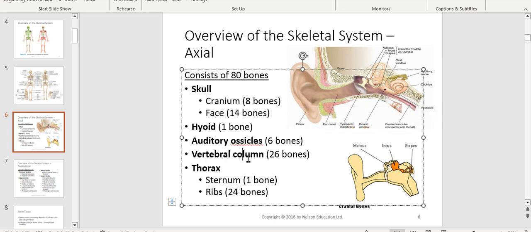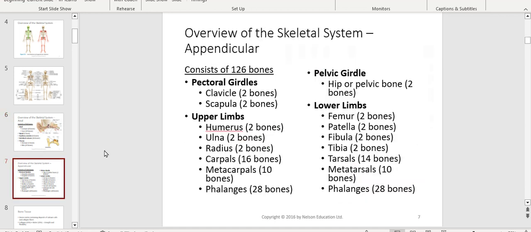Vertebral column, 26 bones. The thorax. Thorax there, we're just talking about the chest. Okay, sternum 1 bone, rib 24. There's lots going on, and we'll get into these ones right here.